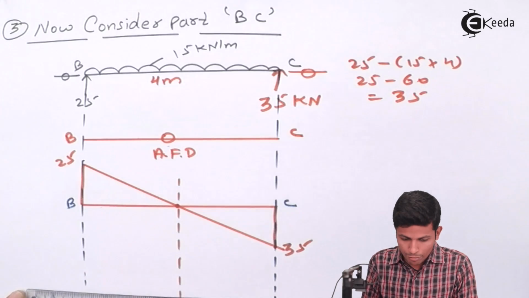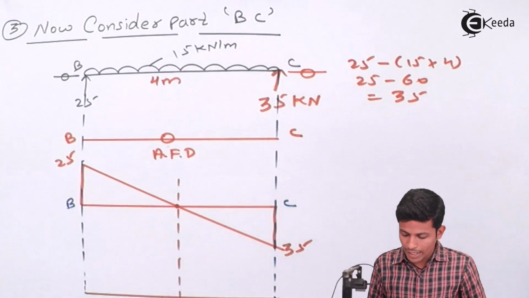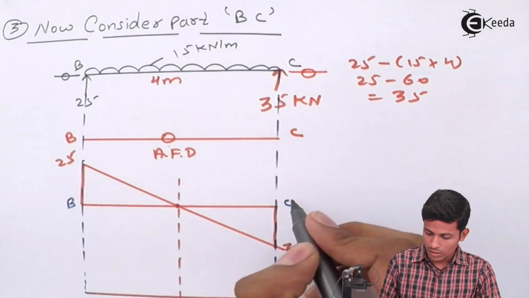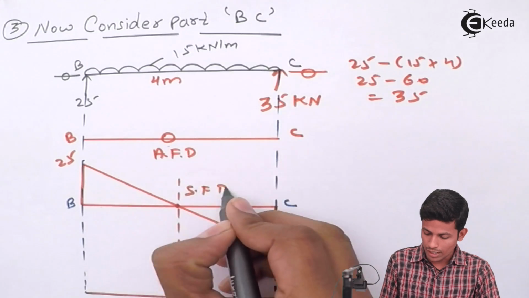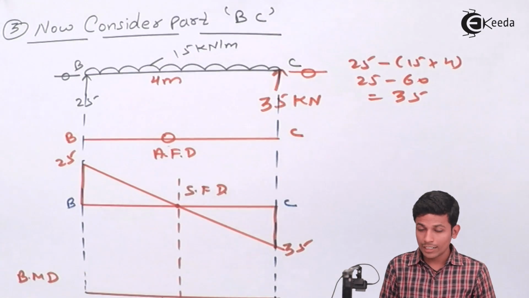As you all know, where shear force is 0, the bending moment will be maximum. This is the bending moment diagram. Now this is the shear force diagram, and this is the bending moment diagram. Write it downward.